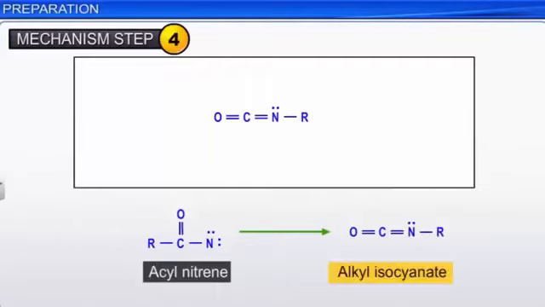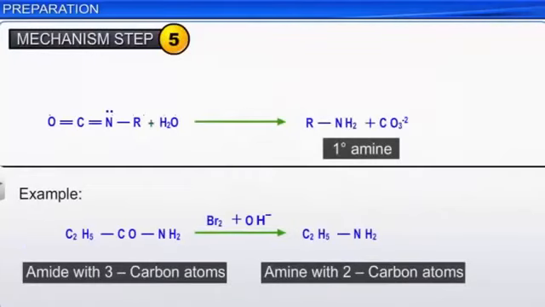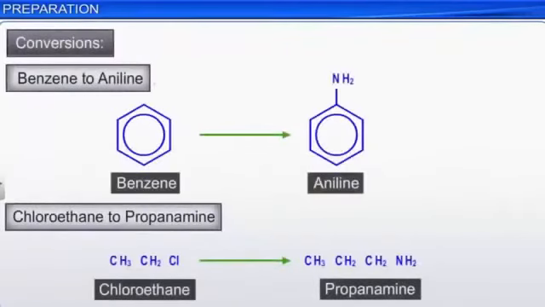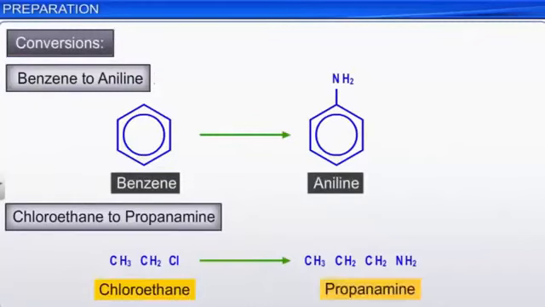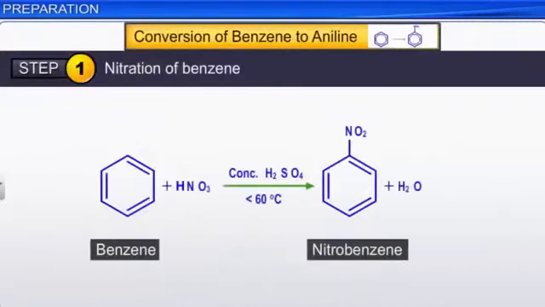The last step is the hydrolysis of alkyl isocyanate to yield a primary amine with one carbon atom less than the parent amide. With the knowledge that we have acquired about the methods for the preparation of amines, let us now carry out some conversions. Benzene to aniline, chloroethane to propanamine.